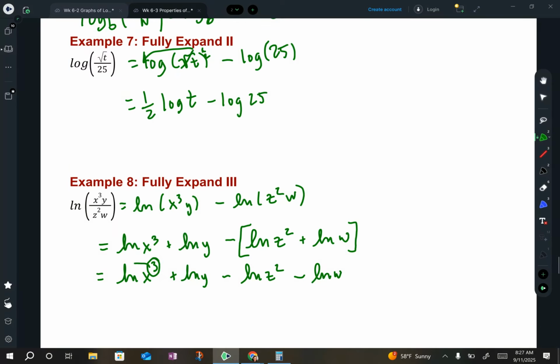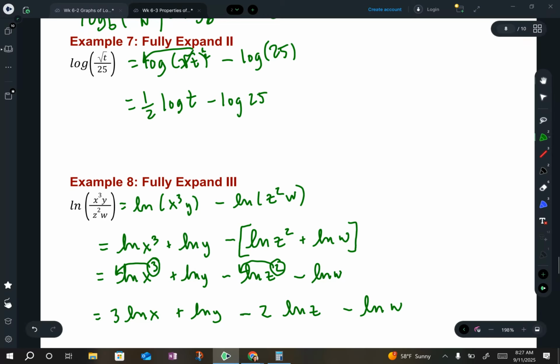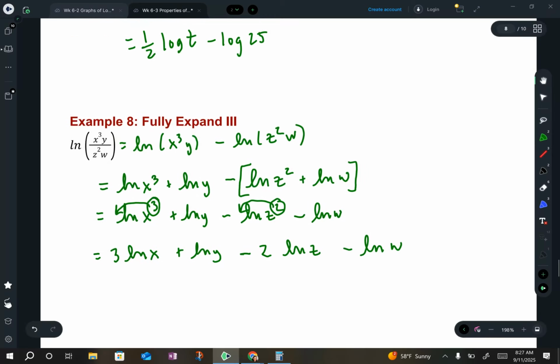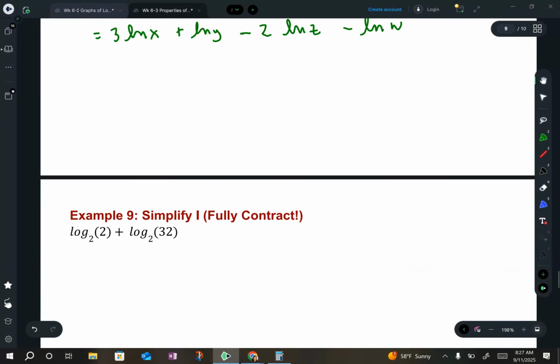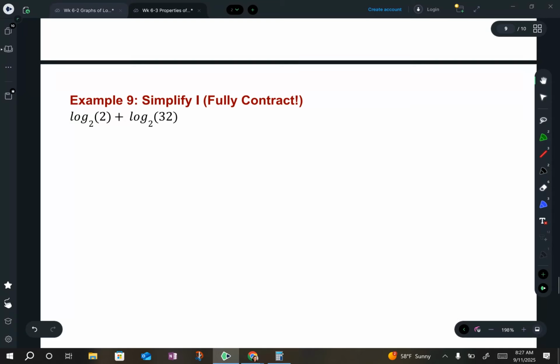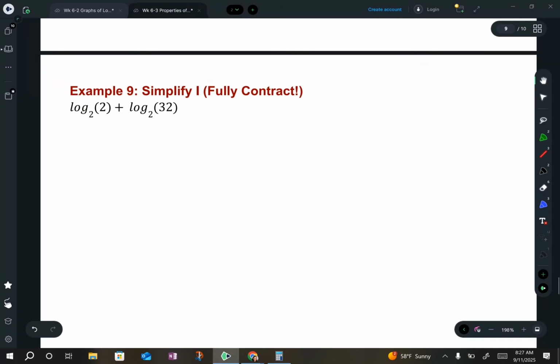So the 3 comes down in front here, and the 2 comes down in front here. So 3 natural log of x plus natural log of y minus 2 natural log of z minus natural log of w, and that's a minus. Excuse me. All right, fully expanded. And now that we can fully expand things, let's learn how to fully contract them. So it's kind of just going back the other way.